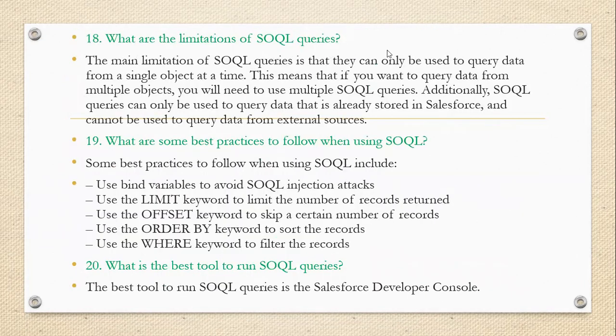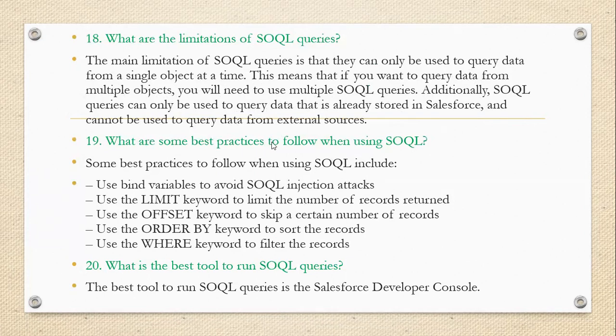What are the limitations of SOQL queries? The main limitation of SOQL queries is that they can only be used to query data from a single object at a time. This means that if you want to query data from multiple objects, you will need to use multiple SOQL queries. Additionally, SOQL queries can only be used to query data that is already stored in Salesforce; they cannot be used to query data from external sources.